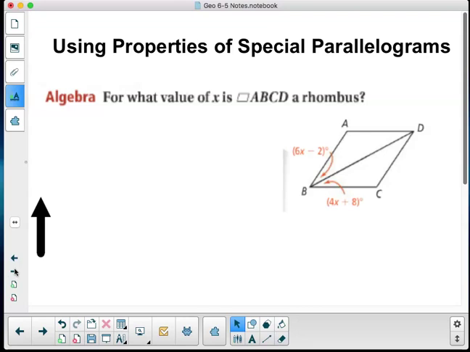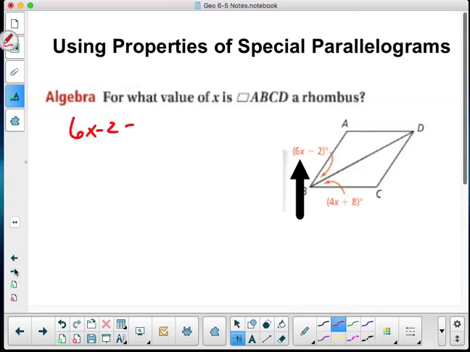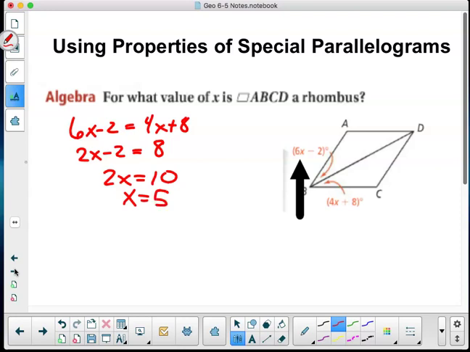Now, using properties of special parallelograms, for what value of x is the parallelogram a rhombus? Now, by 6.17, we just learned that these two angles must be the same. This diagonal has to bisect this angle ABC. So if that's true, 6x minus 2 is equal to 4x plus 8. So I subtract 4x and I get 2x minus 2 is equal to 8. I add 2 and I get 2x is equal to 10, and x is 5.